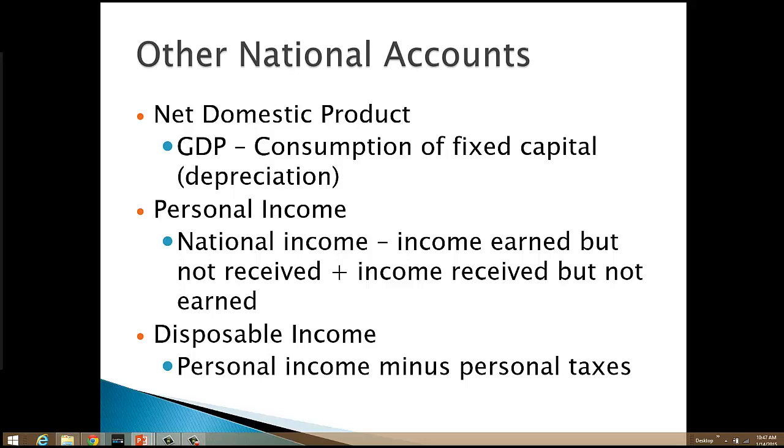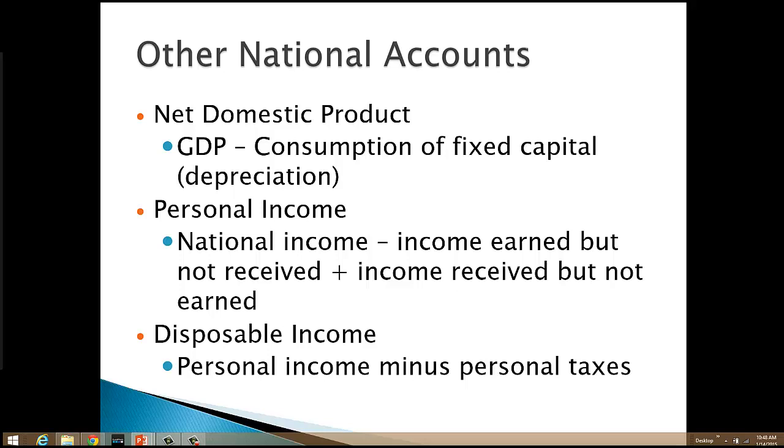So this measure represents truly new production and not any production that was to replace worn out or used up capital. We've also got another one that's not on this slide, but I want to mention it real quickly. It's the GNP, Gross National Product. Whereas GDP is a geographic measure, Gross National Product, GNP, is a citizenship measure. So GNP would include the production of all those Americans living abroad, and it would not include the production of foreigners who are living here.